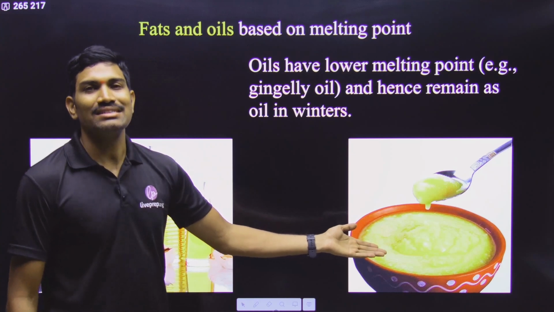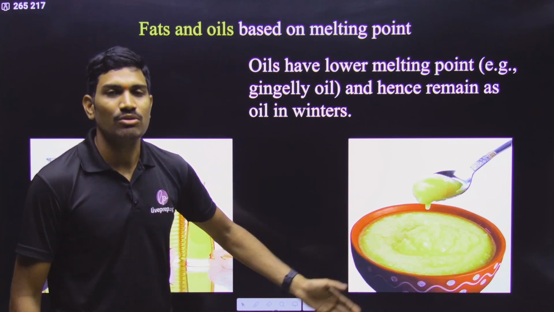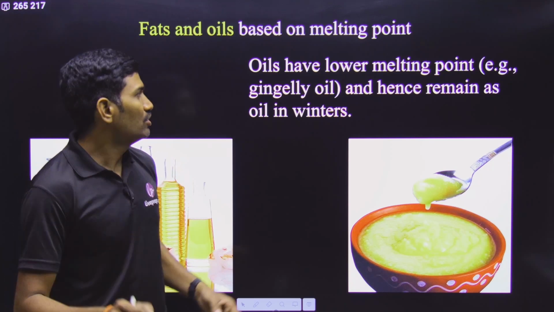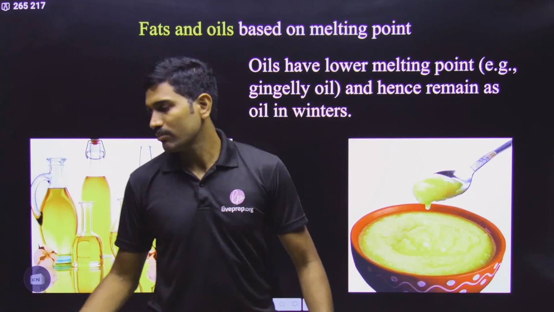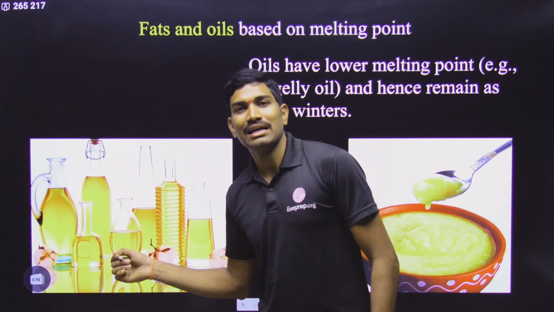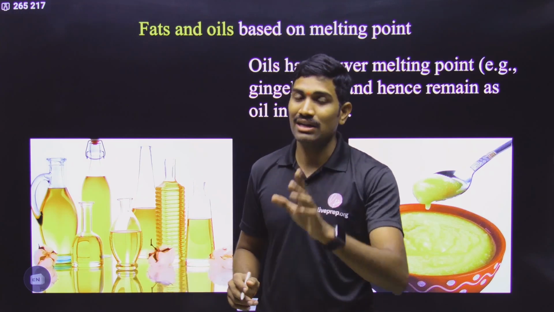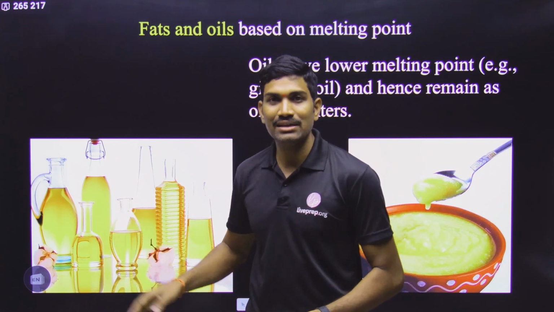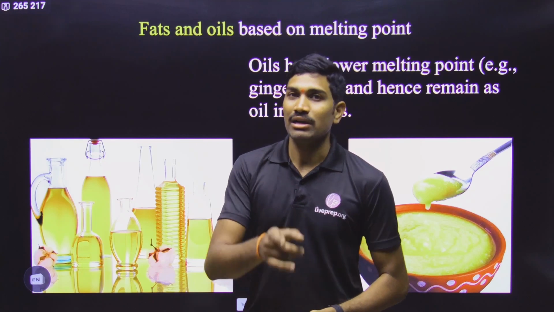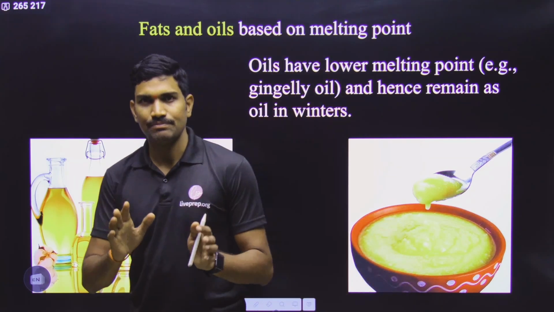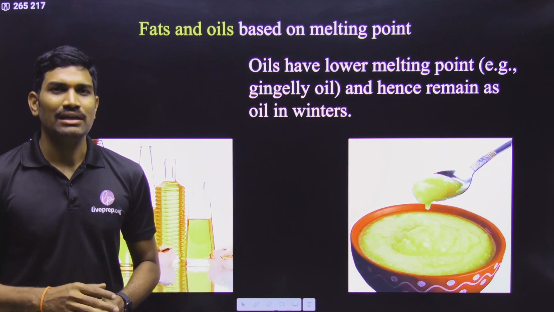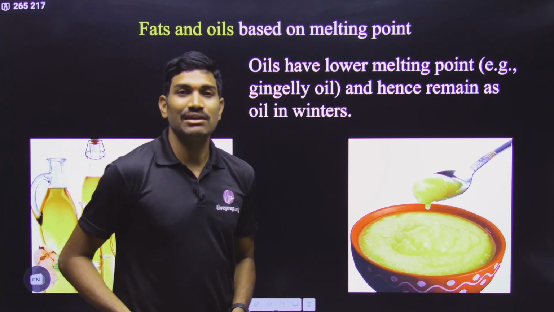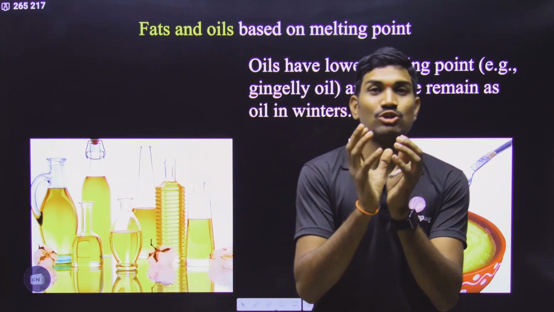But fats are solidified. So what might be the difference here? The melting point is the difference. Yes or no? So oils have a lower melting point. Since oils have the lower melting point, even in the winters you can see them in liquid form only. But if you observe coconut oil, though it is oil, in the winters if the temperature suddenly decreases, then what happens? You can see that it is getting solidified.